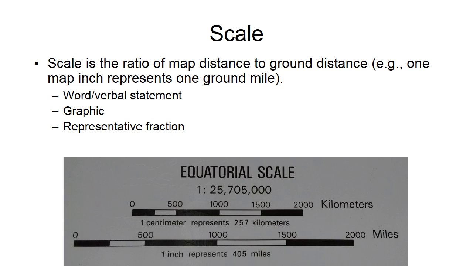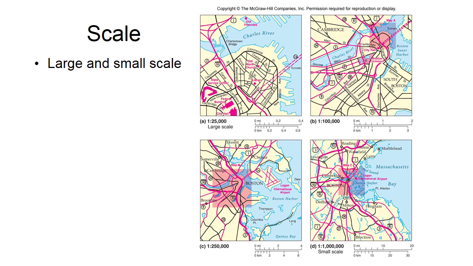Finally, a representative fraction can indicate scale. Note that no units are required for a representative fraction. With the representative fraction of 1 to 25 million, measuring 1 hand width or 1 inch on the map would translate to 25 million hand widths or 25 million inches on the ground. In most cases, of course, map readers would convert the 25 million hand widths or inches to something more understandable like miles.